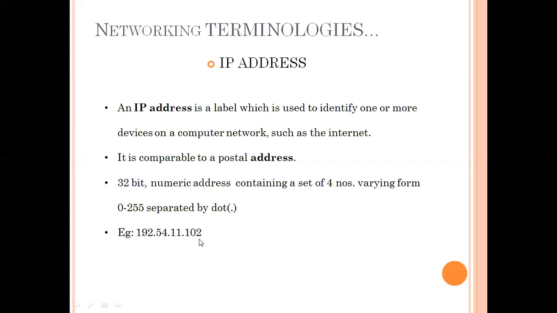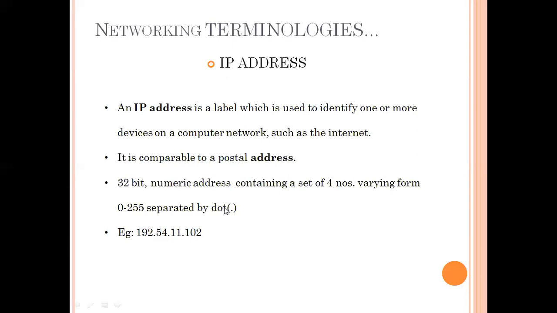192.54.11.102. So you can see there are 4 numbers before and after the dots. Okay, so there are 3 dots and 4 numbers. So it is always 4 numbers. You will never find an IP address of 5 or 3 numbers. It is always of 4 number sets.